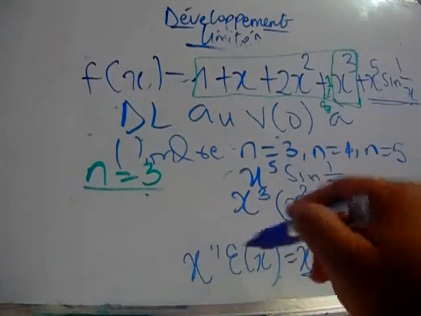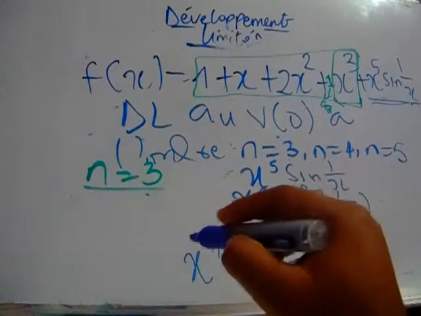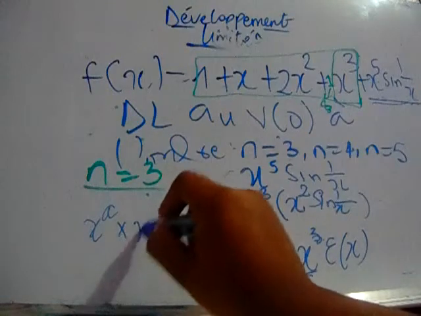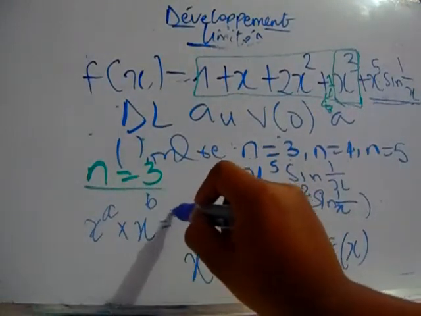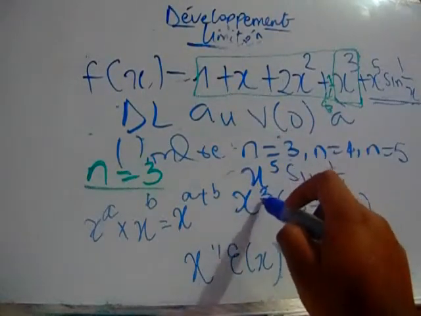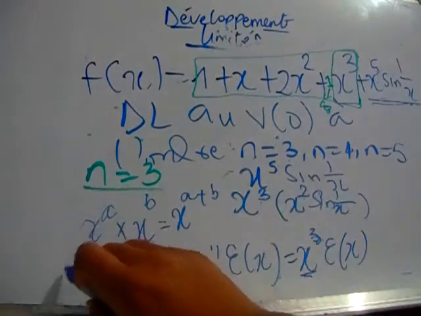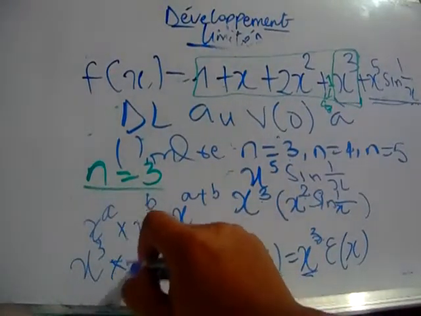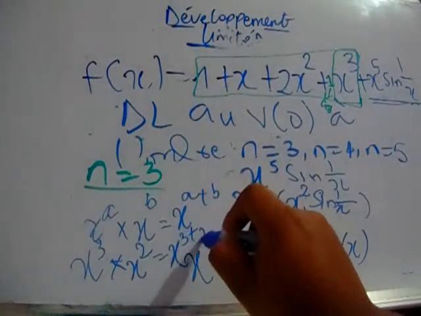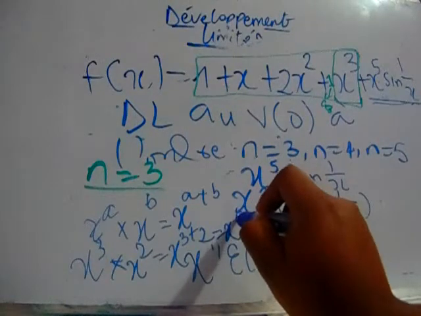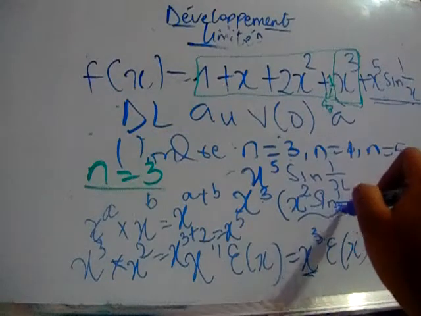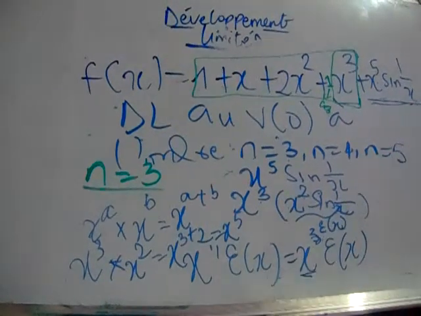How are we able to factor this out? There is a rule in mathematics that says if you have x raised to the power of a times x raised to the power of b, it's the same thing as x raised to the power of a plus b. So if a is 3 and b is 2, I have x raised to the power of 3 times x raised to the power of 2. It means x raised to the power of 3 plus 2, which gives me x raised to the power of 5. So that's how we have this right here. So this now becomes our epsilon of x.